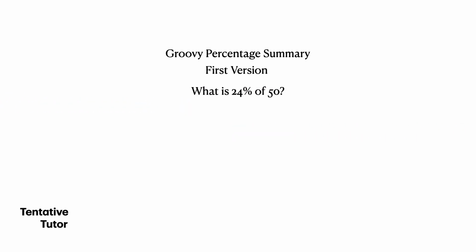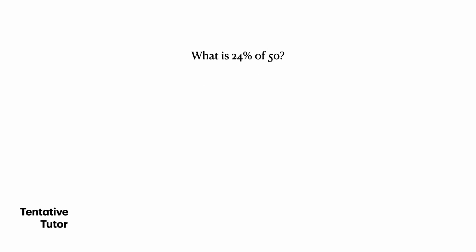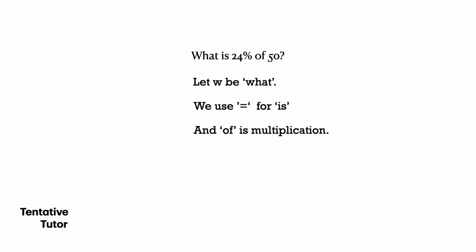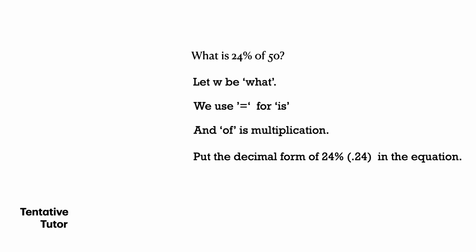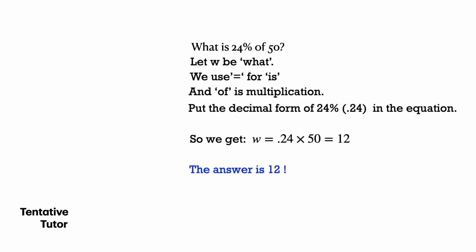Here we have three standard percentage word problems. The first version: what is 24% of 50? We'll let W represent "what". We'll use equal for "is", and "of" will always be multiplication. Remember to put the decimal form of 24%, which is 0.24, in the equation. So we just translate that question. We get W is equal to 0.24 times 50, and we end up with 12.